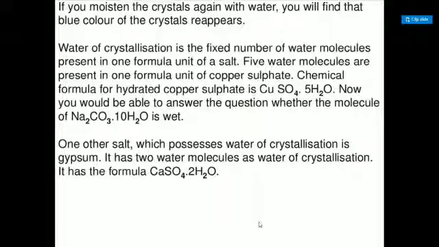One other salt which possesses water of crystallization is gypsum. It has 2 water molecules as water of crystallization. It has the formula CaSO4.2H2O.